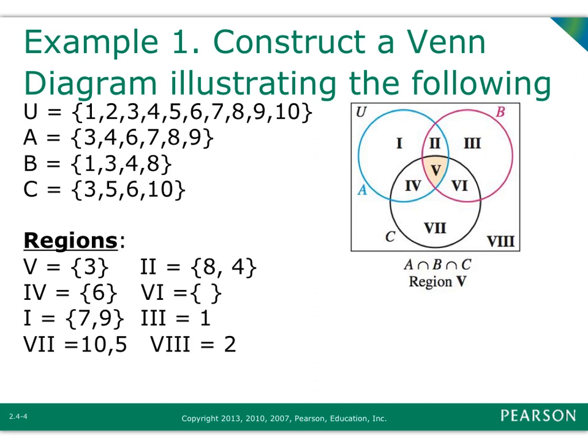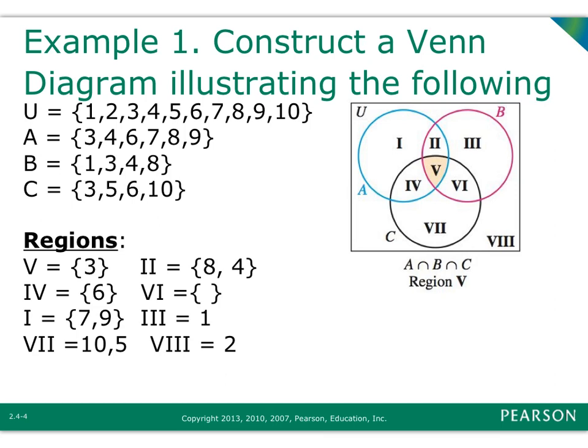So our first example is to construct a Venn diagram and illustrate the following. We have the Venn diagram, and region 5 is where all three sets intersect. In our first example, the universal set is 1 through 10. Set A is 3, 4, 6, 7, 8, and 9. Set B is 1, 3, 4, and 8. And set C is 3, 5, 6, and 10.